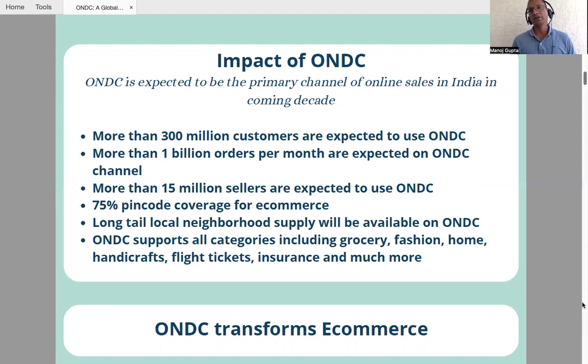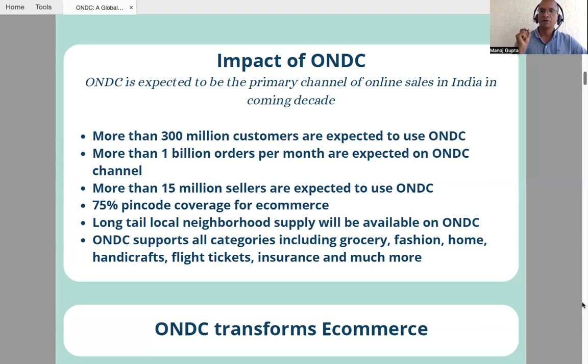When we look at what ONDC is doing and how it can impact 30 to 50 crore customers, with close to 1.5 crore sellers selling, and billions of transactions happening every month, it is expected that in full bloom it is going to impact a lot of people across domains and geographies. As I said, it is category agnostic, and it is going to cover all of India, with 75 to 80% coverage.